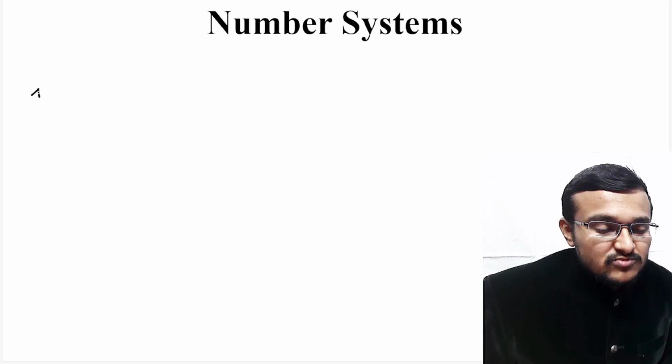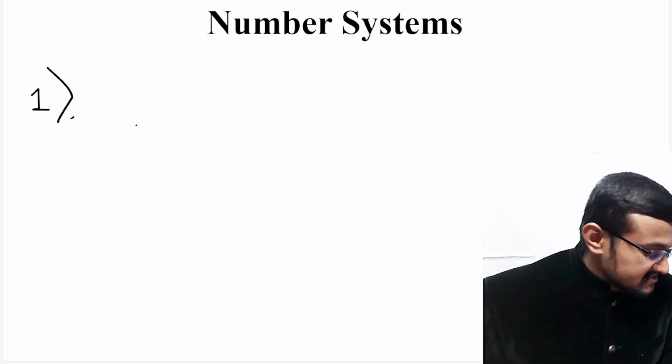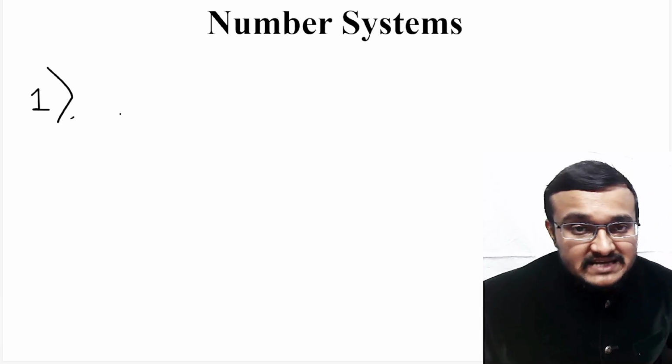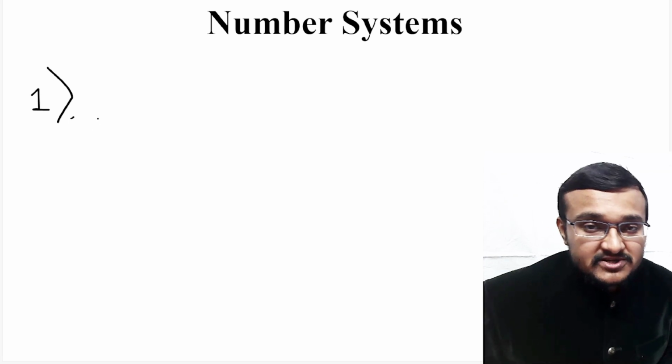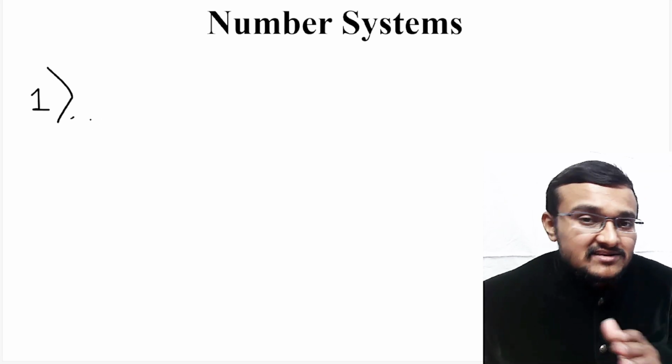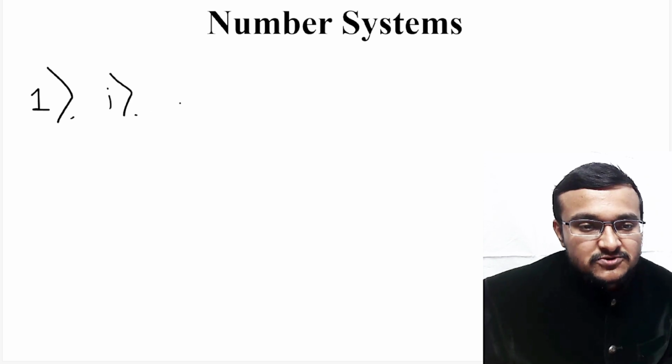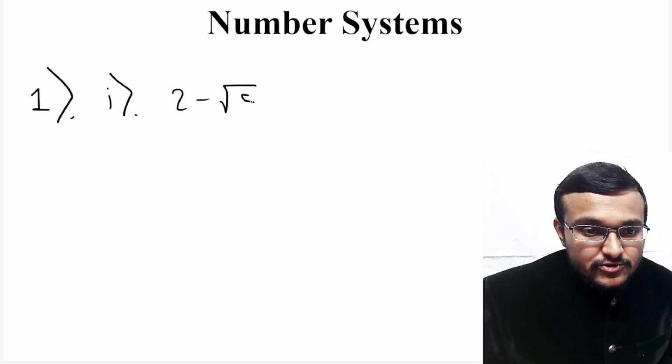So now we will move to the first question in this particular exercise. Here you have to classify the following numbers which they have given in this first question as rational or irrational numbers. The first one is 2 minus root 5.